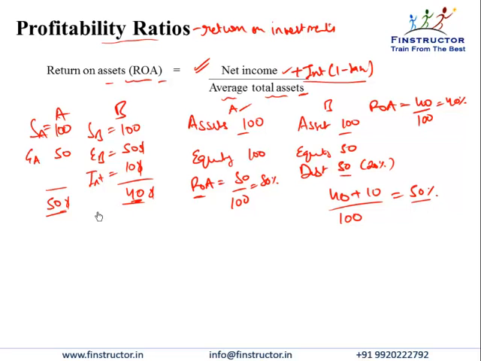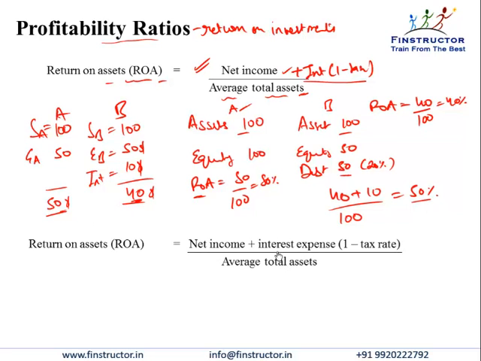Now please remember, as we have studied many times before, that interest is a tax deductible expense. So no interest means no associated tax benefit as well. So if you add back the interest expense, you'll have to subtract the tax shield that interest was giving. Hence the net effect would be interest into 1 minus the tax rate. So the return on assets, if nothing is specified, please use the second formula, not the first one. That is the net income plus interest into 1 minus tax upon the average total assets.